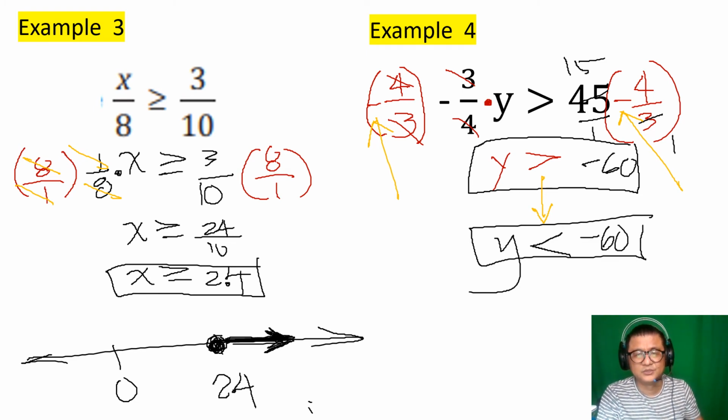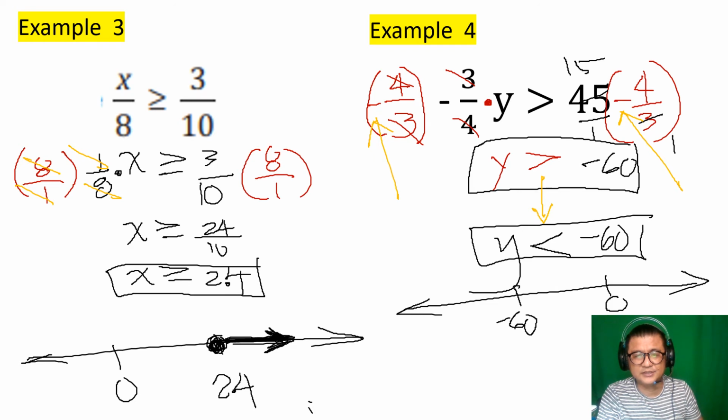All right. So what are the numbers less than negative 60? So start with a 0 there. Negative 60 will be on the left side. Shaded or not? Not shaded because there's no equal sign. The lesser numbers goes to the left. Okay, there you go.